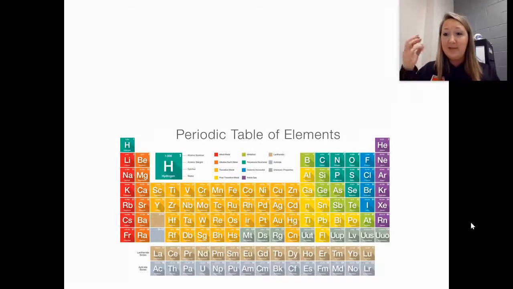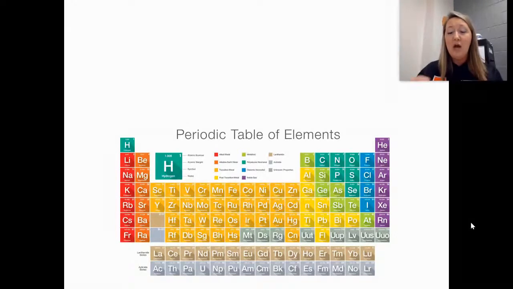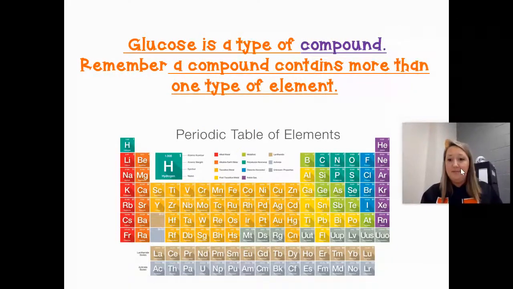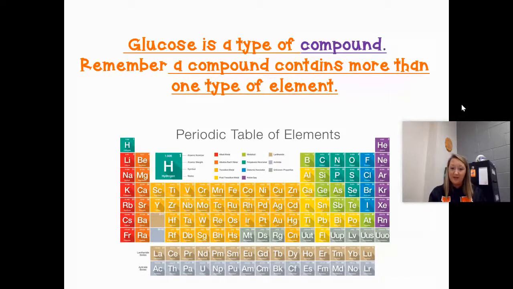And elements, the very smallest piece of an element is an atom, right? And atoms make up molecules, right? And molecules are compounds. Compounds are made up of more than one type of element, right? And glucose is a type of compound. And we're going to be talking about two main types of compounds today, organic compounds and inorganic compounds.